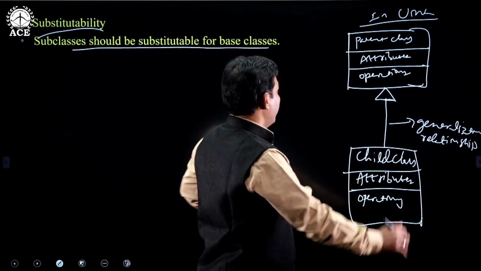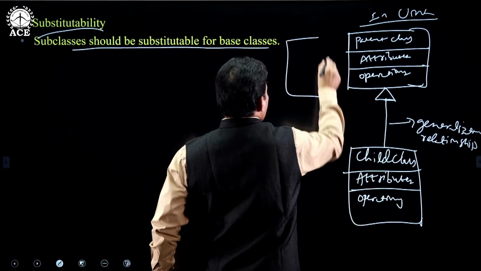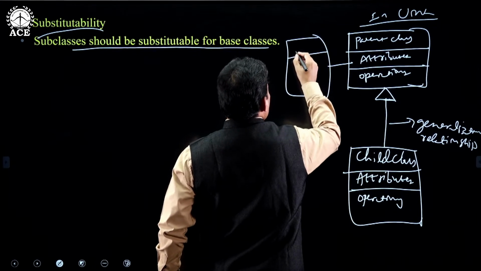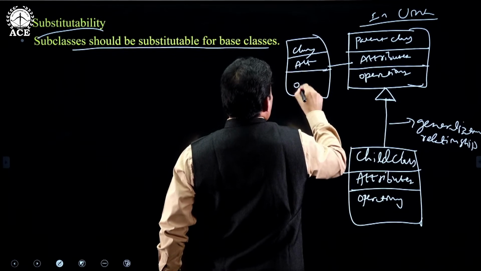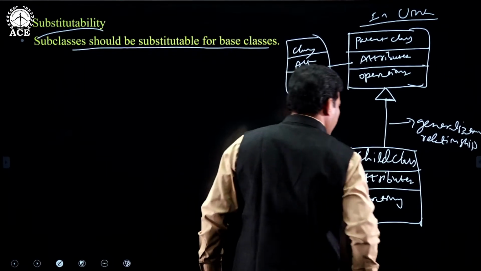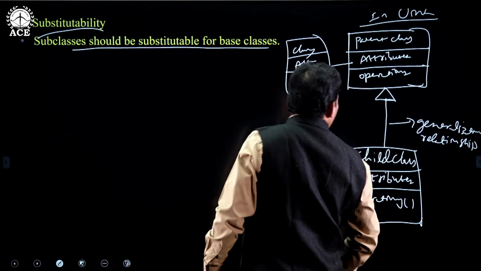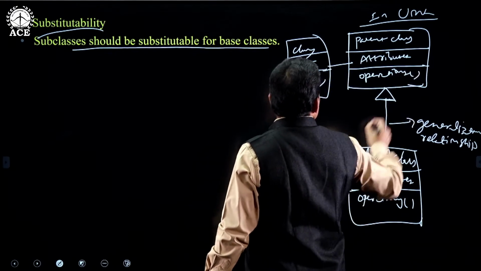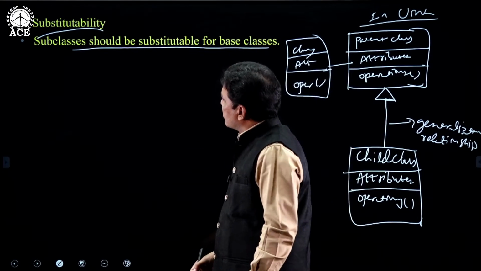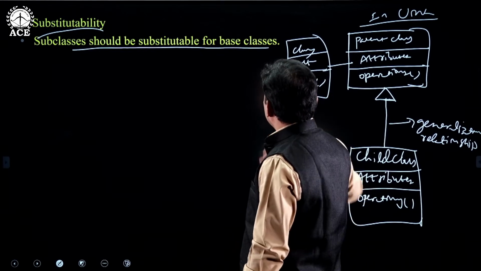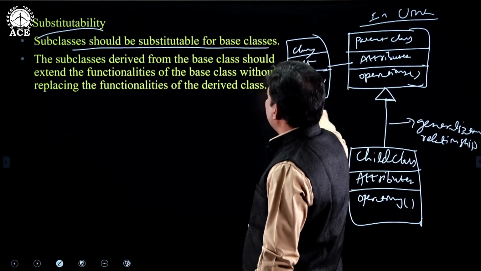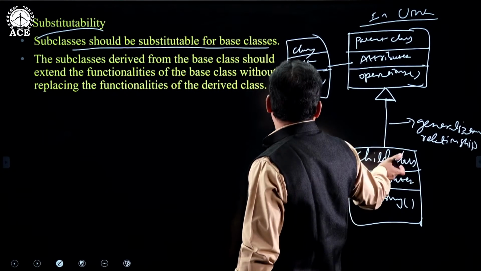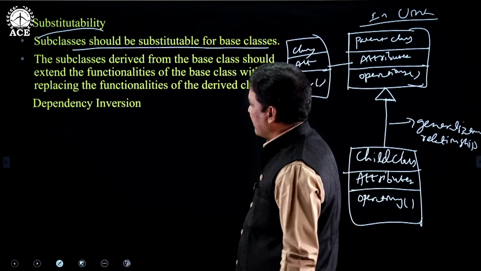Can act as a parent. Can communicate with other classes also. That is, class name, attributes, another class, operations. So this is what subclasses should be substitutable for base classes means. Next, the subclasses derived from the base class should extend the functionalities of the base class. Just know what we have discussed, the concept.